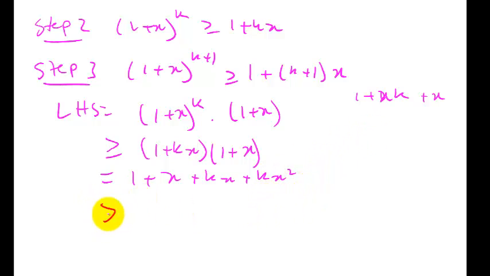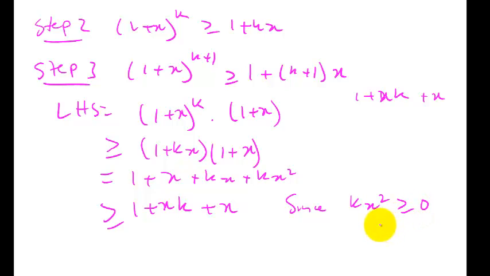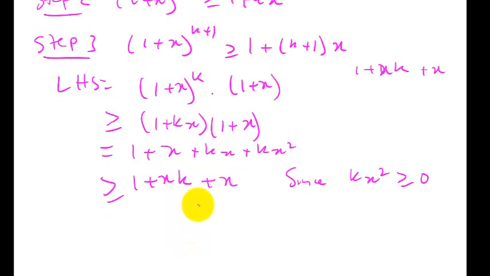Which is bigger than or equal to 1 plus kx plus x, since kx squared is always going to be greater than or equal to 0. Pretty much. Okay? So if it's 0, imagine it was 0, well then you're going to get this is greater than or equal to this, which is fantastic. That's what you want. For it to be greater than, you want this to be bigger than 0, which means it's going to be bigger than that. That's it. You proved it. Finished. Okay?